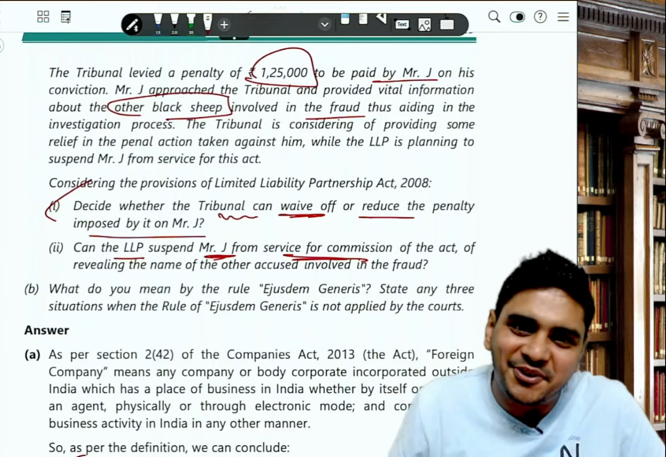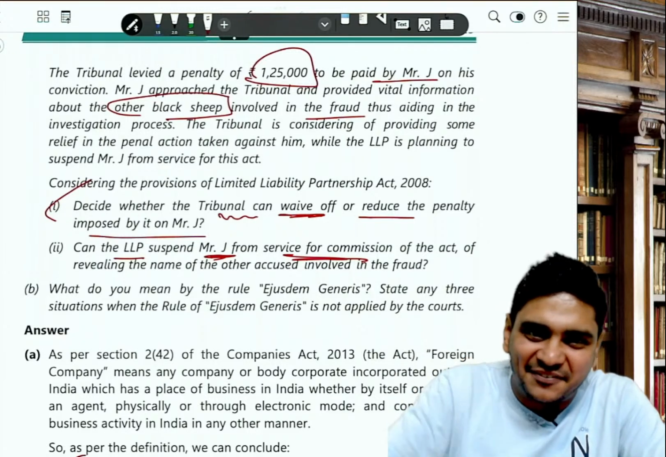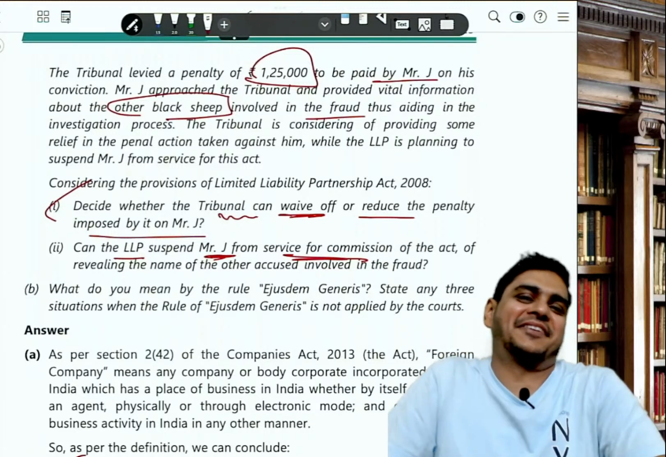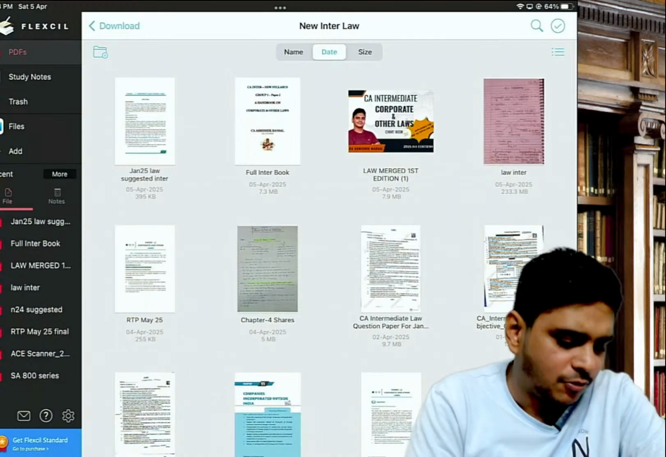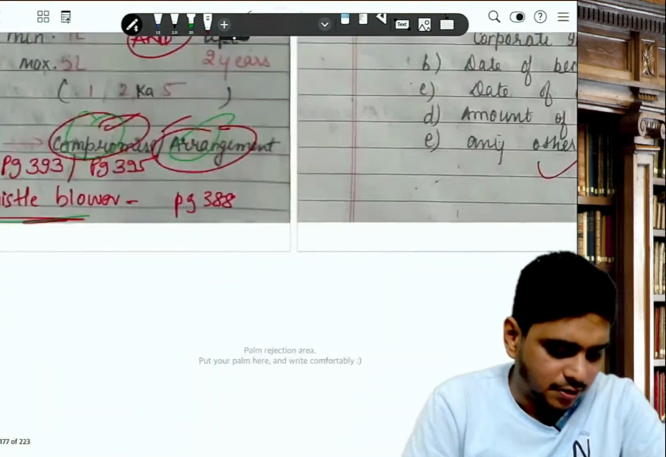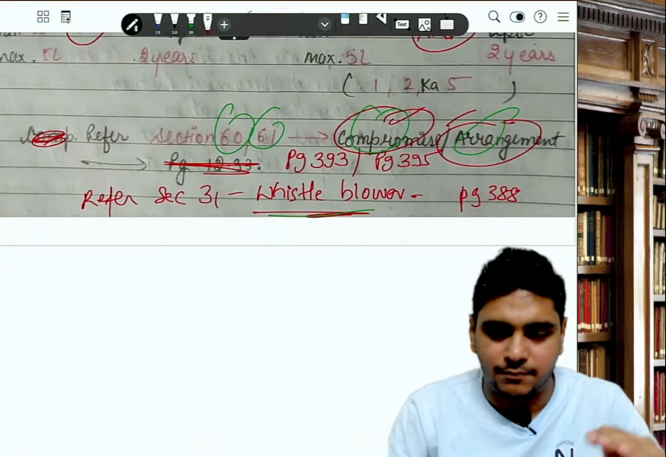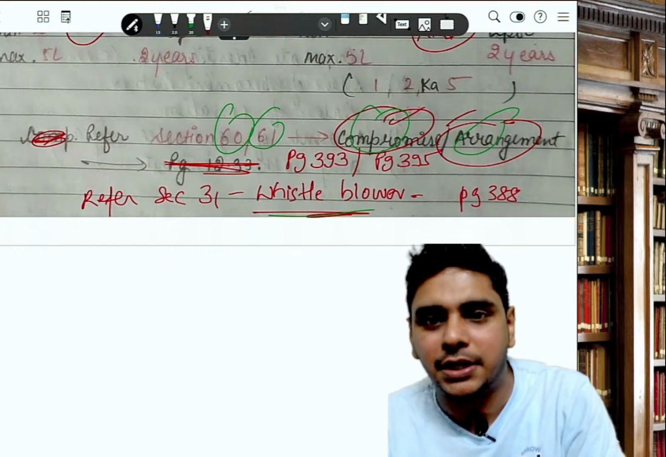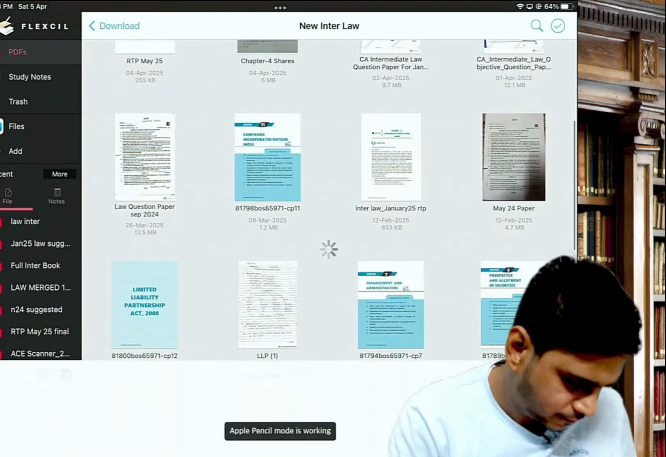Hey, Jan 25 watching me. Nothing came from my book. Yeah, we have discussed this in the class. I have written in the notes, refer to whistleblower concept, so and so page number. Why? Because the same concept was asked in May 24 also. If I open May, I would have the May 24 paper also.